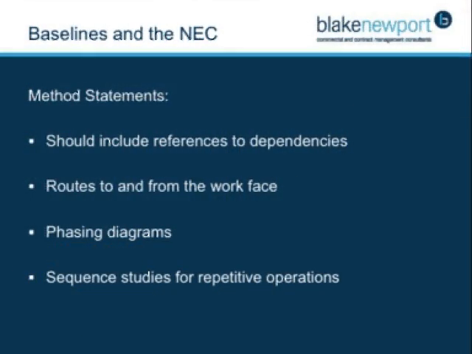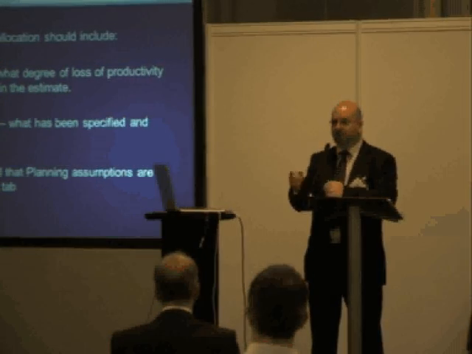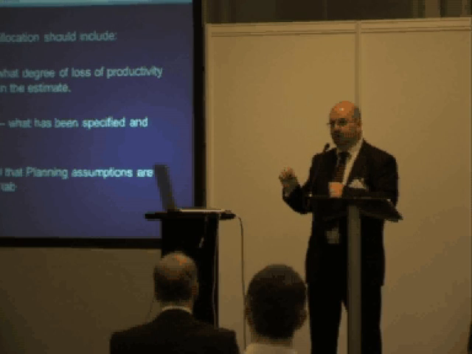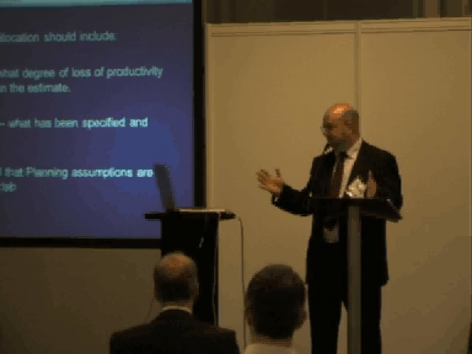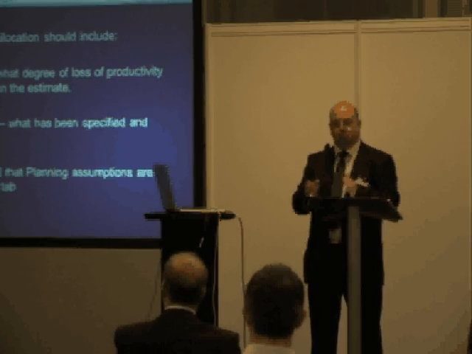Method statements must include dependencies, routes to and from the work face, phasing diagrams and sequence studies for repetitive operations. You must have the most robust position that you can come from. Estimates of resources and allocation should include labour, plant and equipment, what has been specified, its outputs, and any constraints. Constraints in a programme are my personal bugbear. If you put a constraint in the programme, the critical path starts there. And if you've specified an as late as possible constraint in a programme, I can't imagine a commercial situation where somebody would want a project to take as long as it can. So my advice is use as soon as possible, or none, and have finish to start relationships wherever possible.